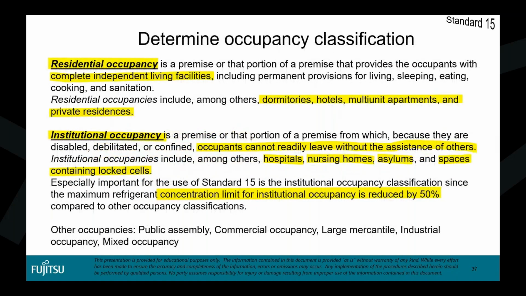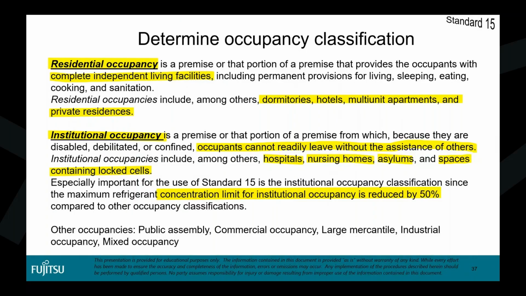Occupancy classification. Residential occupancy is something that has complete living facilities. They give examples of dormitories, hotels, multi-unit apartments, and even private residences. That is residential occupancy. Important in this case is institutional occupancy. That is defined as occupants cannot readily leave without assistance of others. Examples are hospitals, nursing homes, asylums, and spaces containing locked cells.